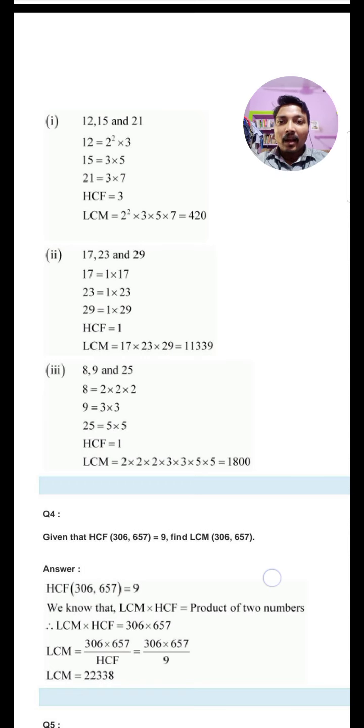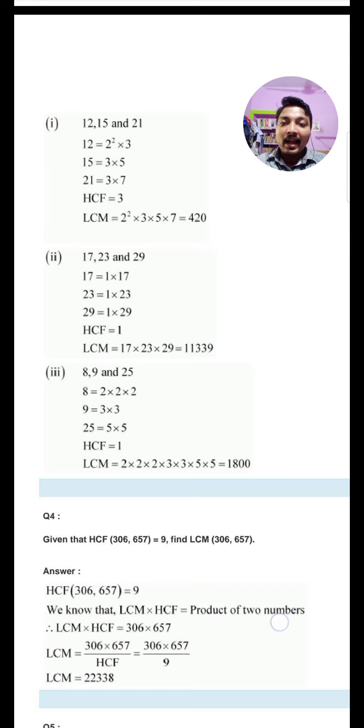Then the LCM. The LCM is the product of the highest power of the prime factors used in all the prime factorizations. Amongst all these prime factorizations, whichever prime factor is used the maximum number of times, I have to write that. See, 2 is used twice in the first, twice in the second, no 2 in the third. So the highest number of 2s is 2 square. So in the LCM I have written 2 square. Then 3 is used once in the first factorization, once in the second, once in the third. So the highest power is once.